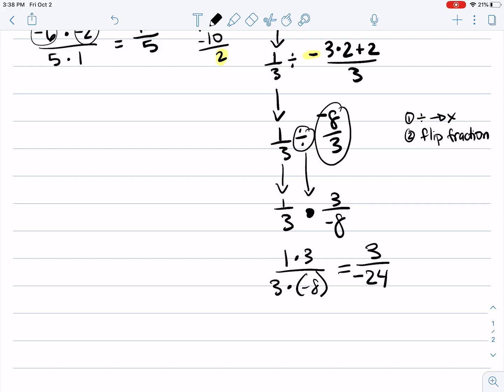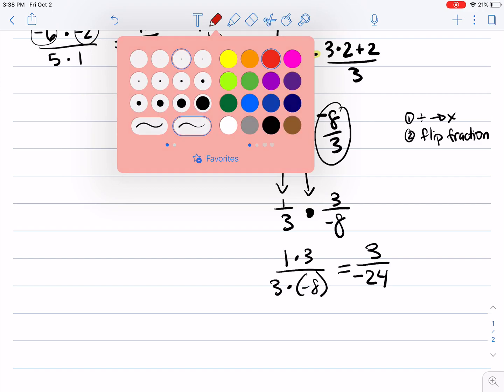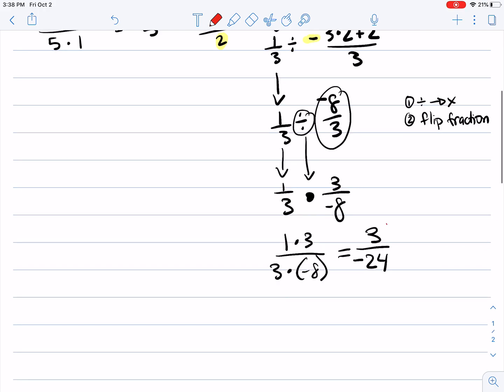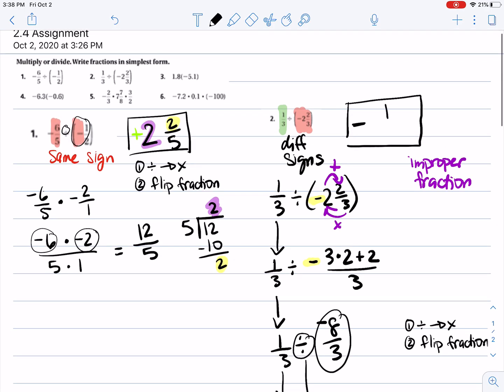There are ways to simplify before you do the multiplication. You could also multiply it out if you don't see it. So I'm going to simplify this. I can divide both of these by 3. And that gives me 1, and then on the bottom it's -8. Okay, so I know that my answer is negative, and in my answer box I have -8.